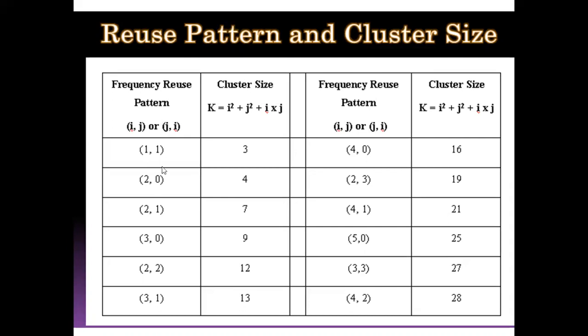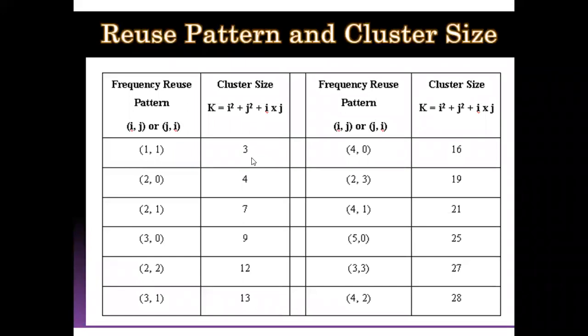Similarly, for other frequency patterns we use 2 comma 0. For other values of i and j, 2 comma 0, 2 comma 1, 3 comma 0, 2 comma 2, we can calculate the cluster size. The cluster size can be 3, 4, 7, 9, 12, 13, 16, 19, 21, 25, 27, 28. So we can go up to 28, meaning we can divide our whole geographical area into 28 cells also. This is the cluster size of frequency reuse, the frequency reuse factor.